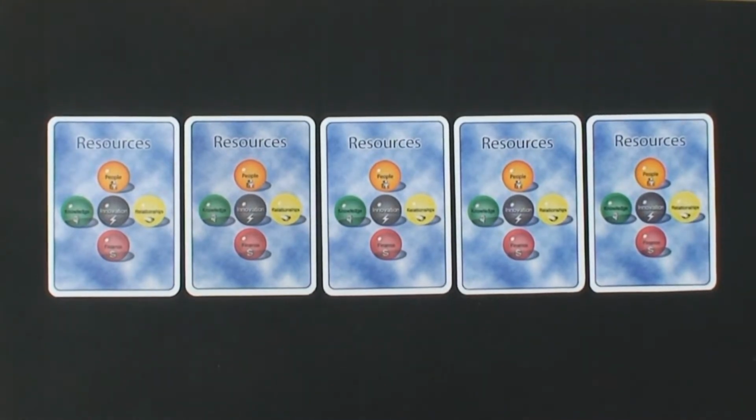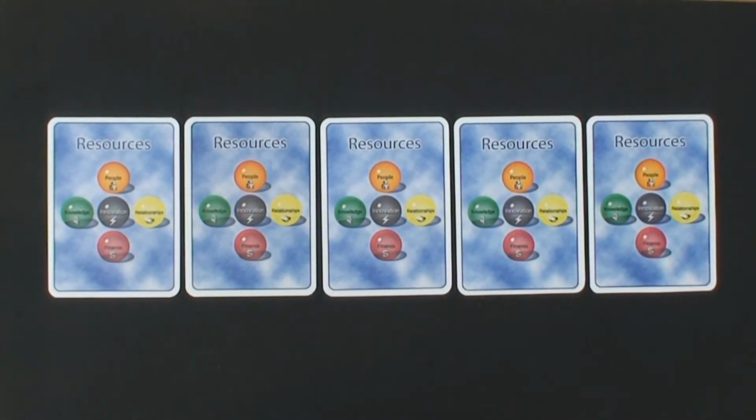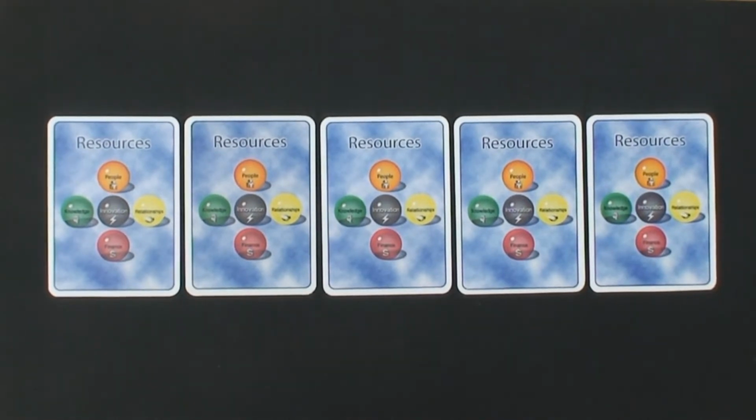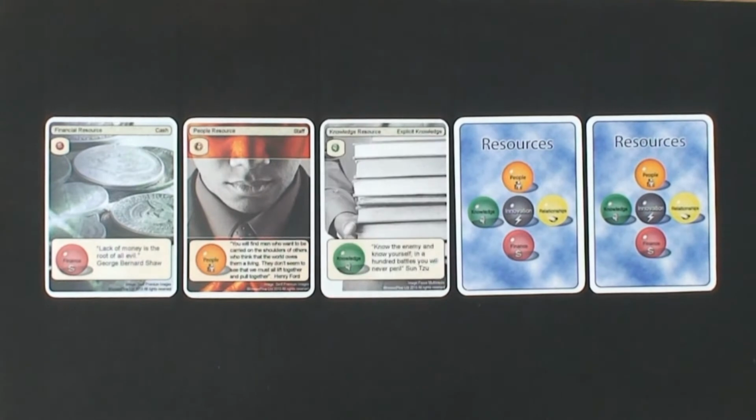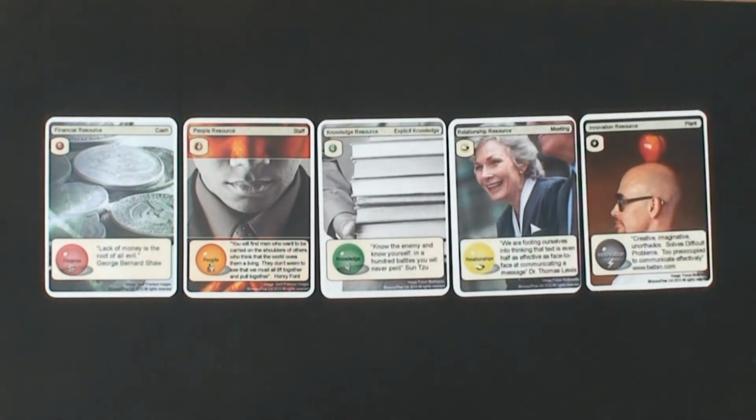Resources are essential for getting your processes to work. There is no such thing as a free lunch. The game uses 5 types of resource: money, people, knowledge, relationships, and innovation. Some people are just naturally great at coming up with good ideas. You'll have to carefully balance the number of resources that you employ against the income you're generating to make sure that you don't go broke.